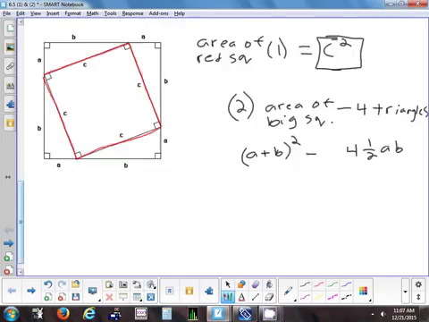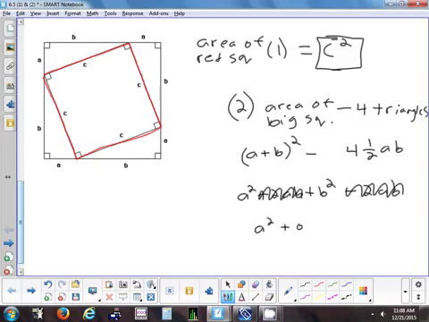So now, what do you get when you FOIL out (A plus B) squared? Brian? I believe it's A squared plus B squared plus 2AB. Yep. Okay, so when you FOIL that out, you get A squared plus 2AB plus B squared. And what's 4 times 1/2? 2AB. And what's going to happen there? The 2AB minus 2AB cancels, plus 2AB. That's A squared plus B squared. So this is another formula for the area of that square.